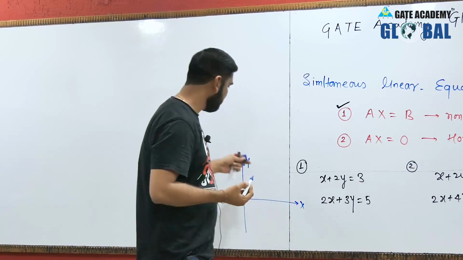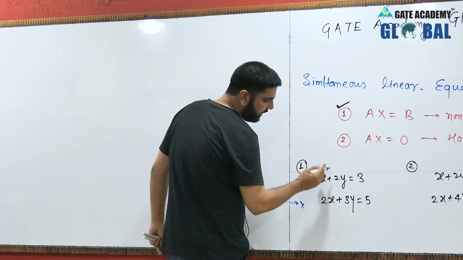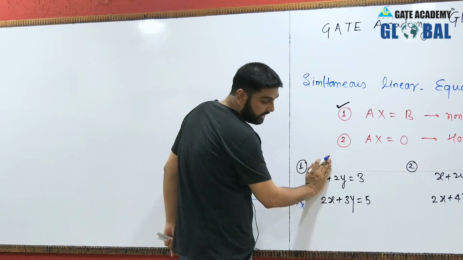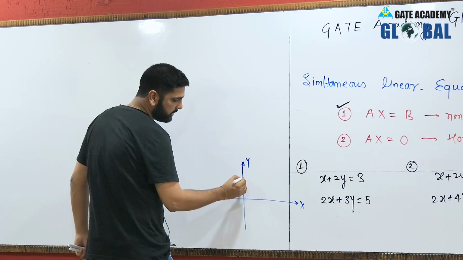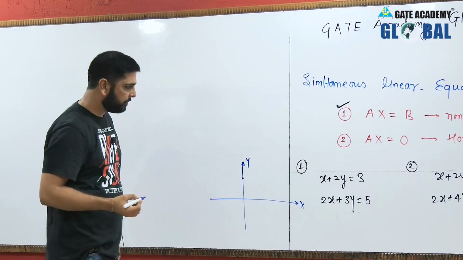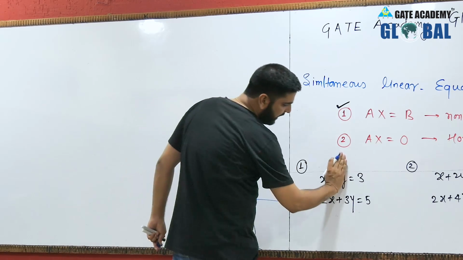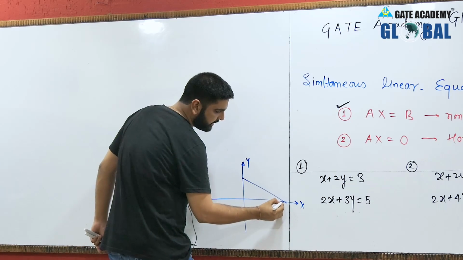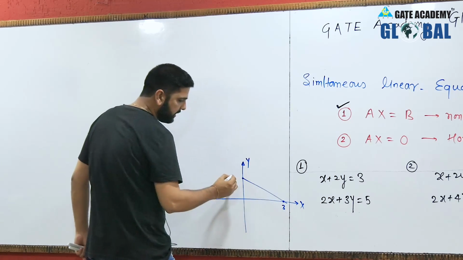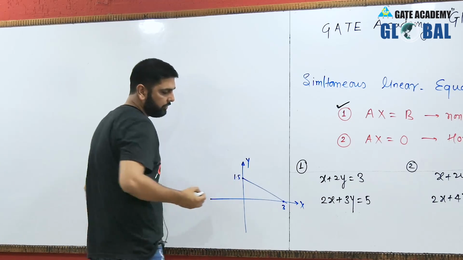So I am having x and y axes. If I want to draw it, let us suppose x is equal to 0, which is on the y axis, and y is equal to 3 by 2, that means 1.5. Another one: when y is equal to 0, x is equal to 3. So let us suppose this point is x is equal to 3, and this point is y is equal to 1.5.